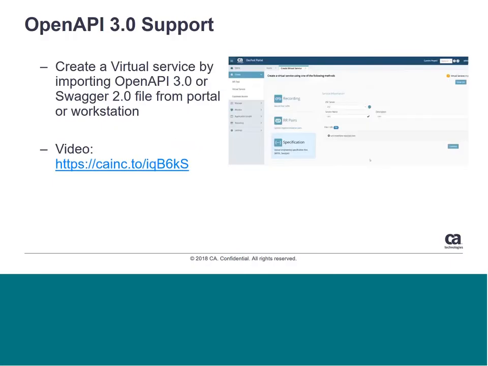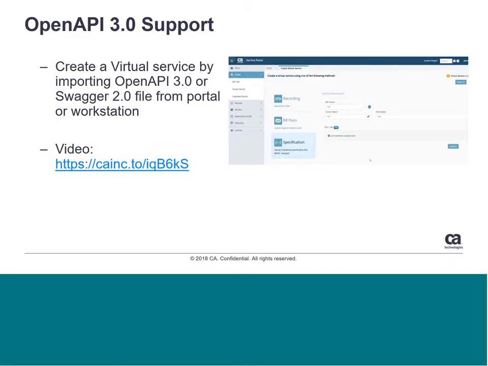Moving on to the next one, which is OpenAPI support. As I mentioned, this is the next version of Swagger, which is OpenAPI 3.0. We've had support for Swagger 2.0 in the past, for about 3 to 4 years. We've always had that through the portal and workstation. In terms of OpenAPI 3.0, the next generation of Swagger, we have added support for that in the workstation as well as the portal. So you can choose to create your virtual service using the spec from the portal, or you can do that from the workstation itself by providing it.